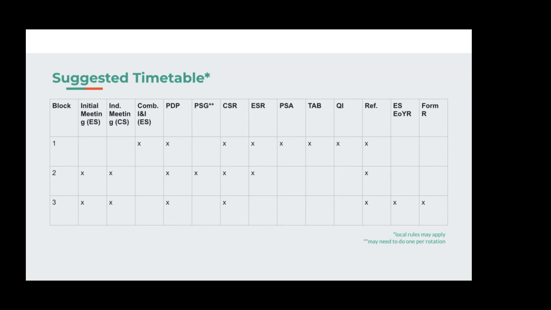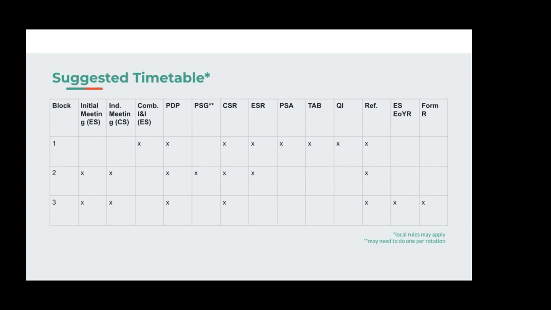You outline people that you want to send it to. They give you anonymous feedback. I would do the TAB in one and the PSG in another. And then your QR you could do at any point. I would make sure I was doing my reflections throughout the year. And then end of educational supervisor's end of year report comes last, and Form R comes in the last block as well. So feel free to screenshot that if you would like.